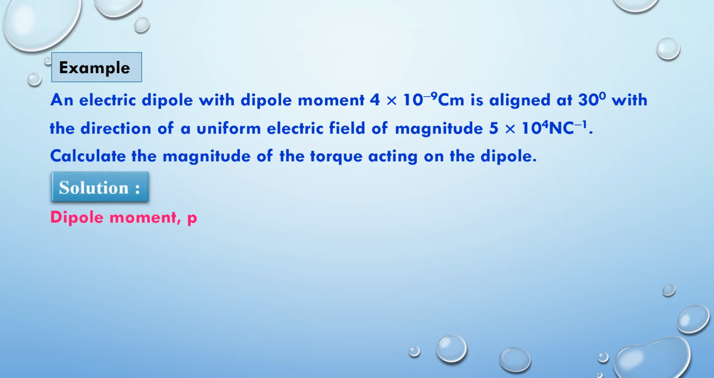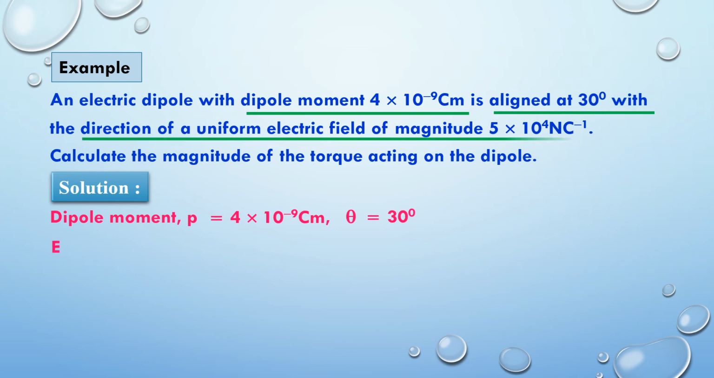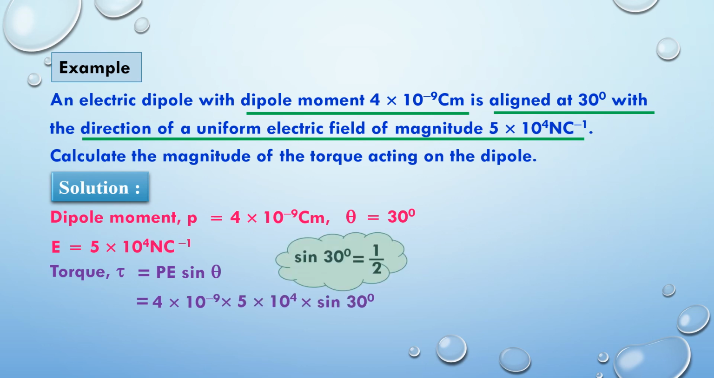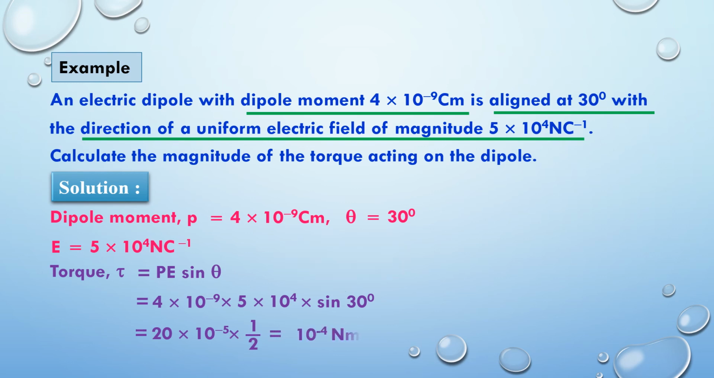So if you substitute your values into the given formula, where the dipole moment value has been given, theta is 30 degrees and electric field is 5 into 10 to the power of 4 Newton per coulomb. Substitute into your formula, torque is equal to PE sine theta. So 4 into 10 to the power of minus 9 into 5 into 10 to the power of 4 into sine of 30, where sine of 30 is equal to half. Hence, we end up with an answer where you get 20 into 10 to the power of minus 5 into half, or 10 to the power of minus 4 Newton meter.